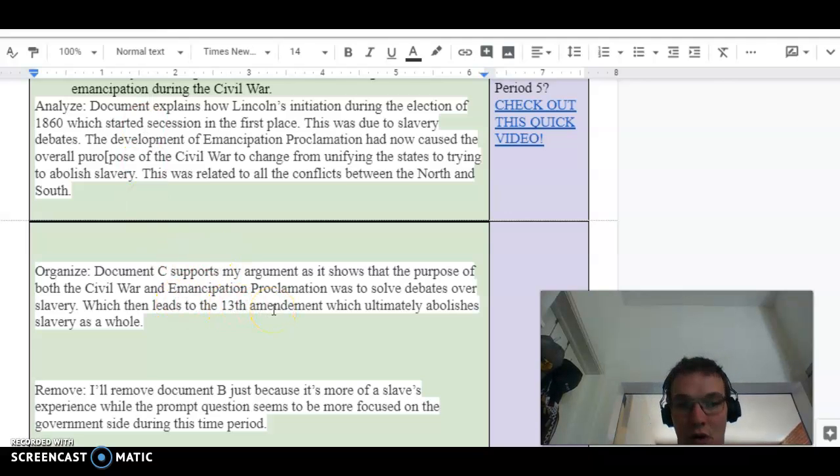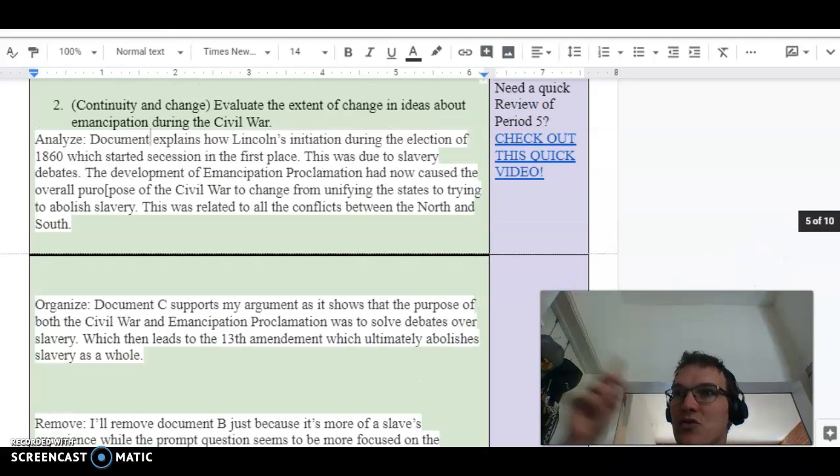Document C would work as well, right? Eventually, we're going to abolish slavery. So we're going from trying to solve debates, which is basically let's get more troops on our side, let's encourage slaves in the South to leave, to the idea that they should be free. And then B, I think this is a really strong answer. Like the slave's experience maybe doesn't answer our question so well, though I do think you could use document B to say, hey, this is why people wanted to give the slaves freedom ultimately, because they were really brave soldiers.